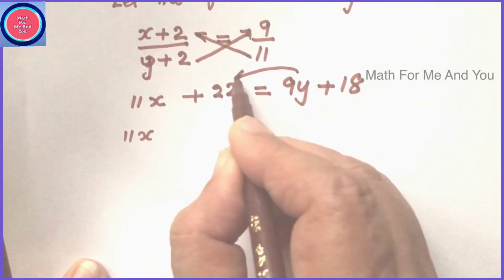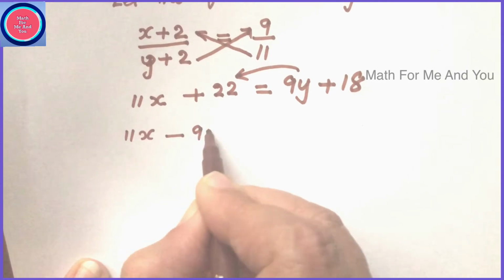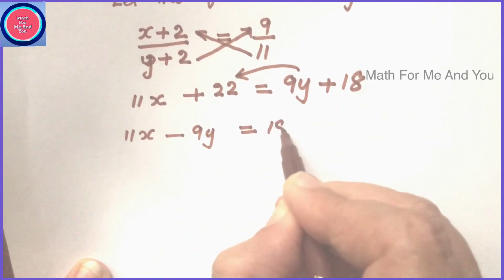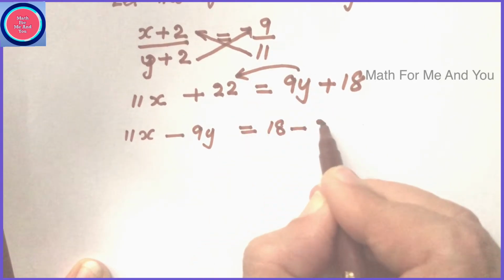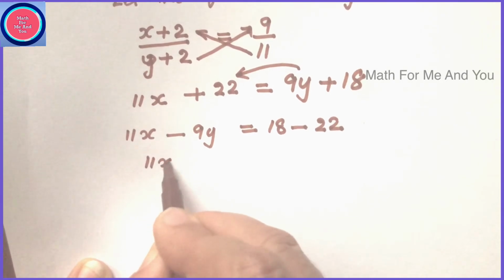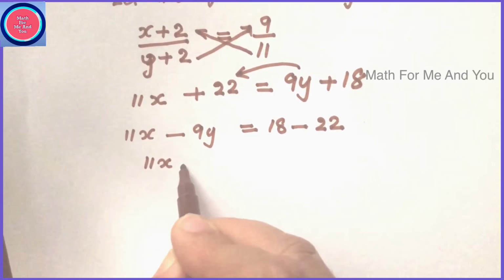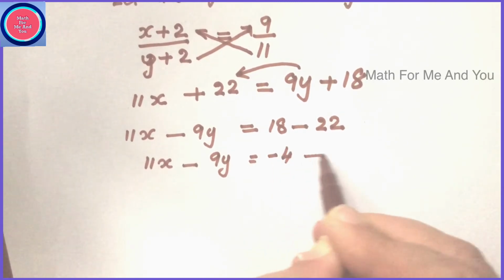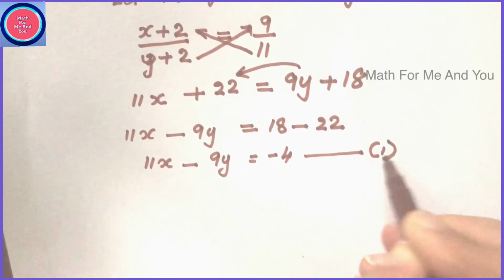11x minus 9y is equal to 18 on the right side, and move 22, it becomes minus 22 on the right side. Then 18 minus 22 is minus 4. So we get 11x minus 9y is equal to minus 4. Let it be equation number 1.